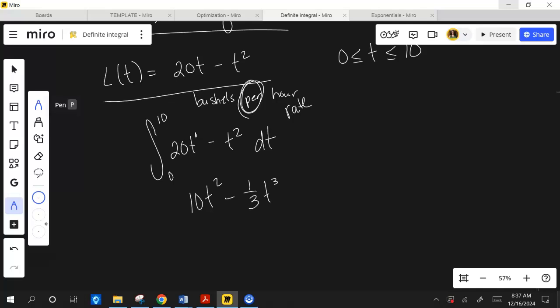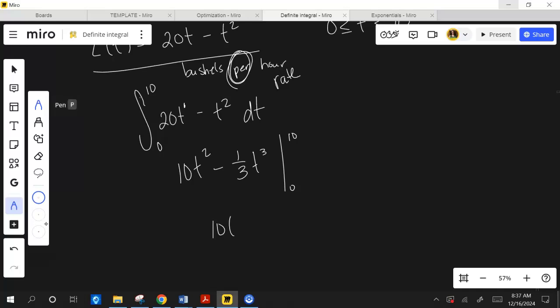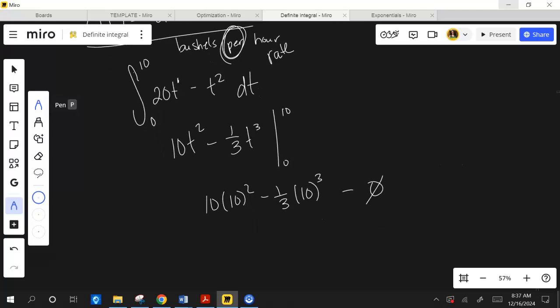All right, Noah, but we're evaluating from what to what? 0 to 10. That's right. So that means I'm going to plug in 10, I'm going to plug in 0, and I'm going to subtract. Light work. That's what my third block keeps saying. How many bushels of lemons? 667 bushels. It's a big basket.